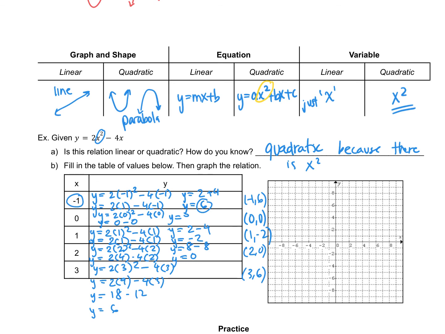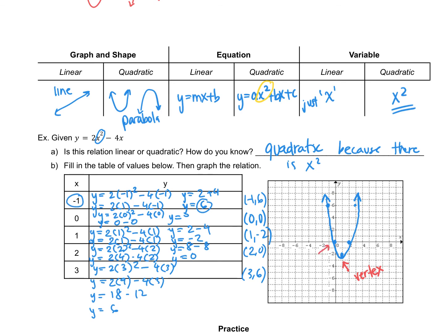And let's plot this. -1, 6 is up here. 0, 0 is the origin. 1, -2. 2, 0. And 3, 6. When we connect the dots, we will try to make a smooth curve. And then we will put arrows at the ends for good communication. And just going back to those terms that we saw in the swimmer example, here is the tip of the parabola. That is the vertex.